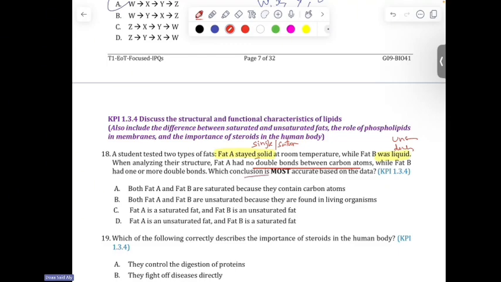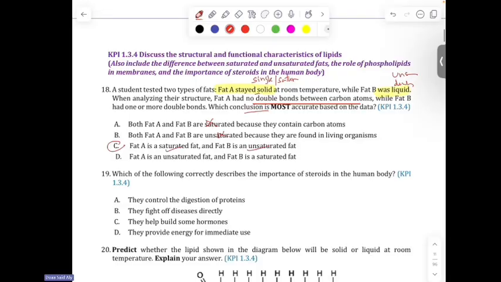Again, let's read them. Both fat A and B are saturated? No. Both fats A and B are unsaturated? No, it's wrong. Fat A is saturated? Yes, but you have to read till the end. And fat B is unsaturated? Yes, it's correct. Of course D is the opposite, so D is wrong. Which of the following correctly describes the importance of steroid in the human body? Again, steroids make some hormones, so the correct answer is letter C. Girls, steroid with the hormones, so simply you have to match them together.